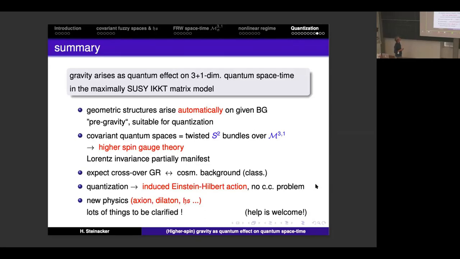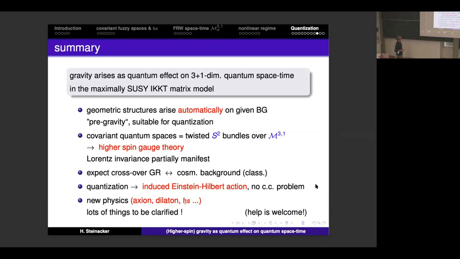So the summary is, gravity really arises as a quantum effect on this three plus one dimensional quantum spacetime. It only works in this maximally supersymmetric model. Everything else is completely pathological. Everything else diverges. This is finite. There's no ultraviolet divergence here. And all these geometric structures really come out automatically. You don't construct anything. You just put in a type of background and all this stuff just comes out from the model. That's why it is a good model, I think.